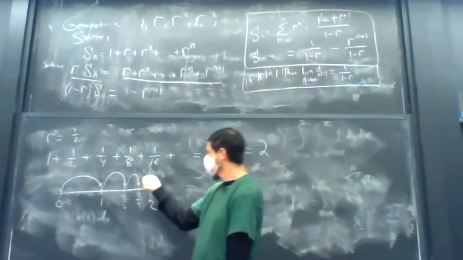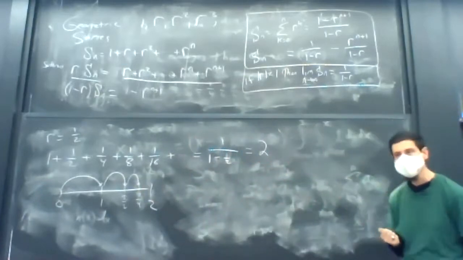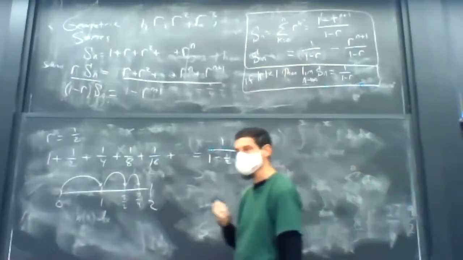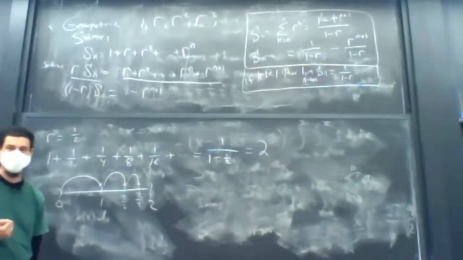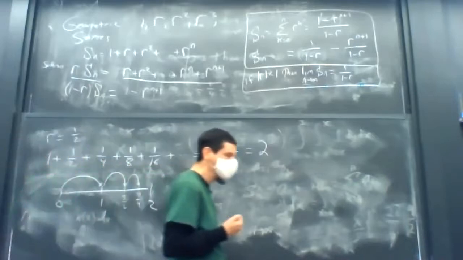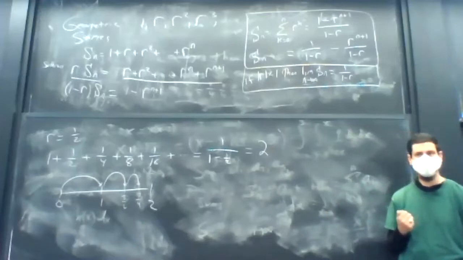And so it's quite reasonable that this infinite sum should be 2. As we take more and more terms, we see ourselves getting closer and closer and closer to 2. We're never actually there at any finite moment. But as time passes, we get closer and closer. So for all practical purposes, we're at 2.